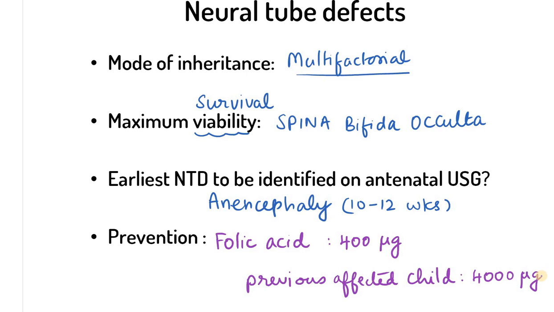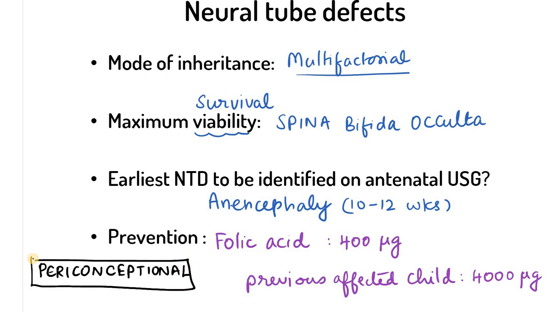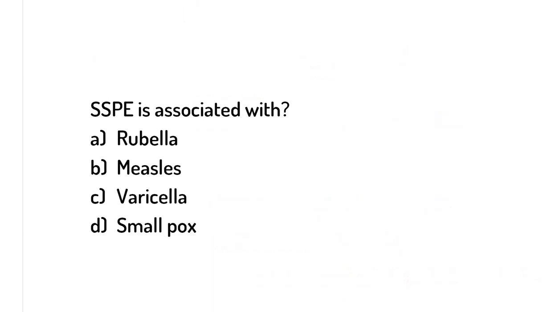So that is why it is said that the supplementation of folic acid in pregnancy is called periconceptional folic acid supplementation. That means what? Around the time of conception itself, you are going to provide folic acid. This is called periconceptional folic acid supplementation. Right. Next is a question asking about SSPE.